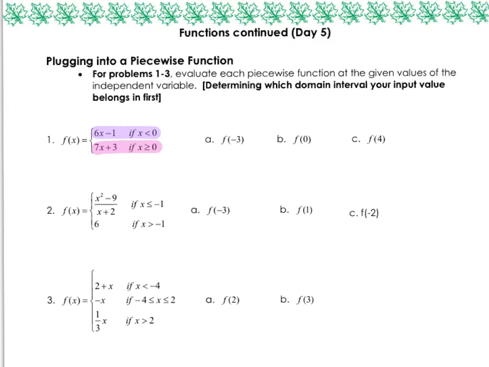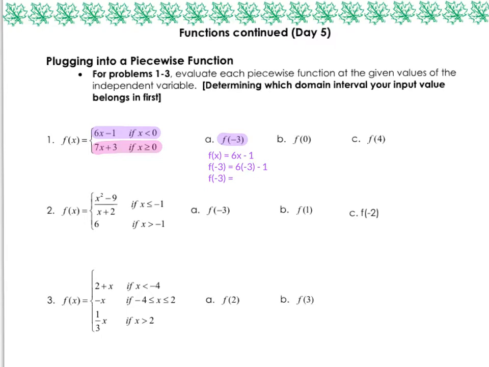So this first one, the x is negative 3. Because the x value is less than 0, negative 3 is less than 0, I'm going to use the purple function for this problem. So I wrote out f of x equals 6x minus 1, again because the x value is less than 0. Then I plugged in the negative 3 in place of x because negative 3 is the x value.